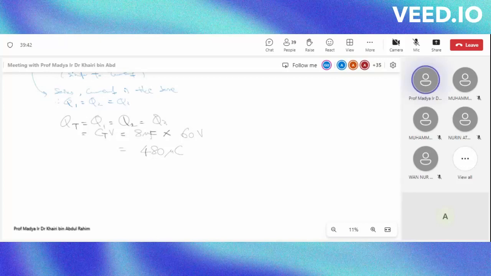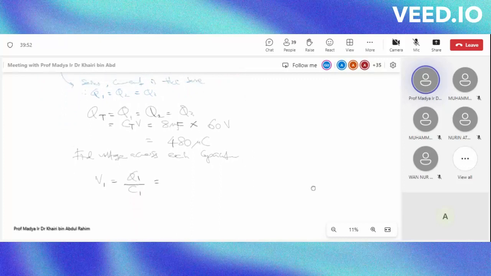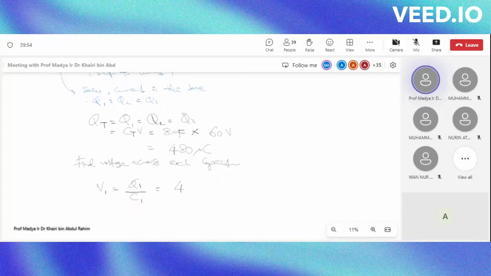I say for capacitor one, so it's okay. So Q1 in this case is C1. What is C1 in this case? C1 is 200 microfarad.